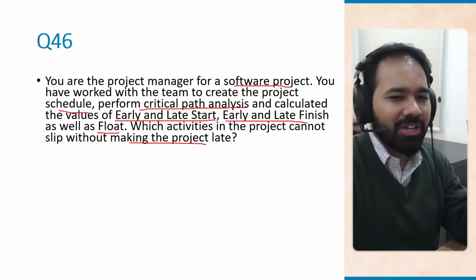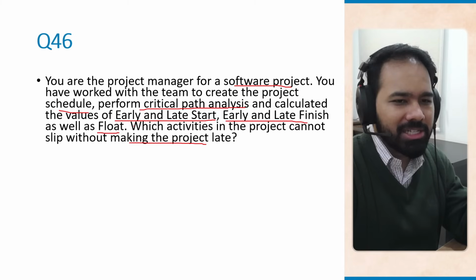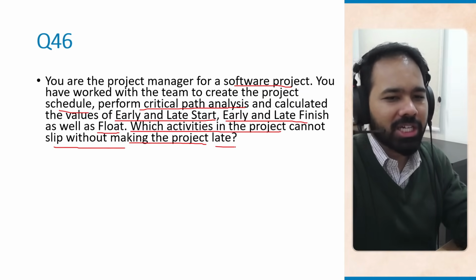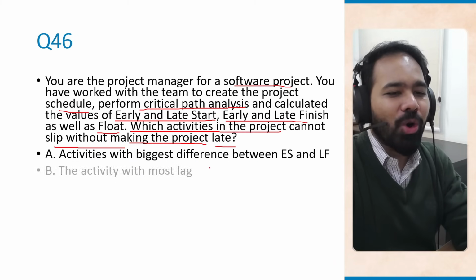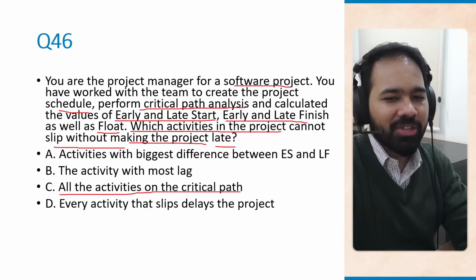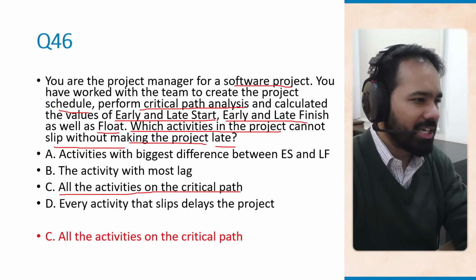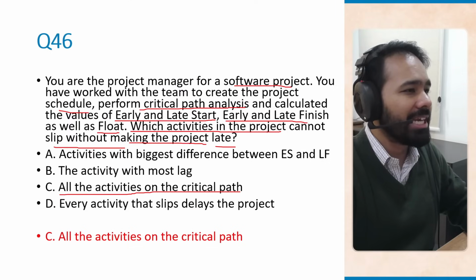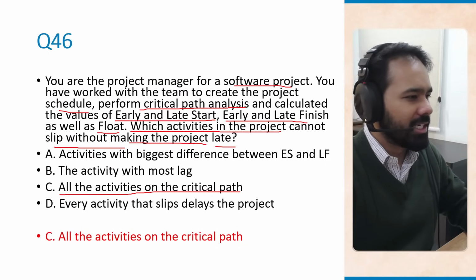Now, which activities? This question has a lot of extra words, extraneous details that you don't necessarily need. The question is simply asking which activities in the project cannot slip without making the project late. Activities that are on the critical path are the ones that cannot slip, because if they do, the project gets late. So this is again critical path method. If you want to know more about critical path method, how to calculate it, we have done comprehensive videos on critical path method. So definitely check out the link next to question 46 in the description below.